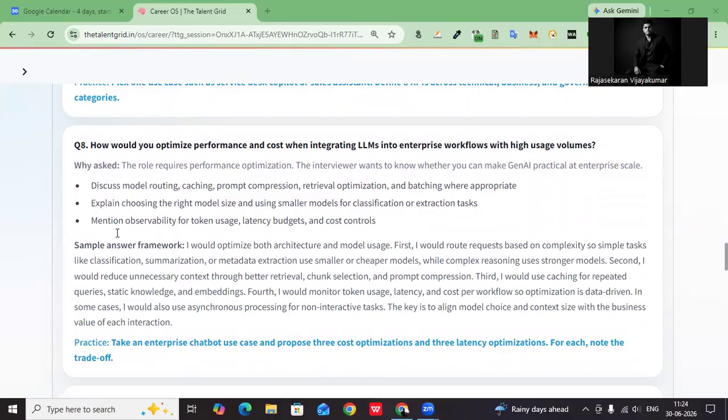When it comes to optimizing performance and cost, as a lead architect, I will make sure performance and cost are addressed at the architecture level as well as the model level. So at the architecture level, I will be considering how to improve the performance.